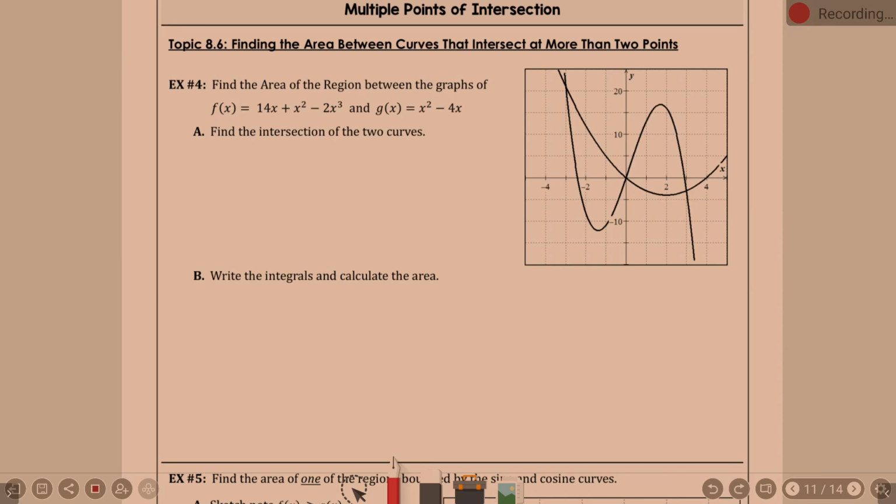So find the area of the region between the graphs of f of x and g of x. Part A asks us to find the intersection of the two curves. Okay, play the game if you don't have the calculator. The easy part is, oh, we put this in on the calculator and we use the graph to find the intersection, right? But okay, play the game. What if I don't have the calculator option here? How do I find the intersection points of these two curves?